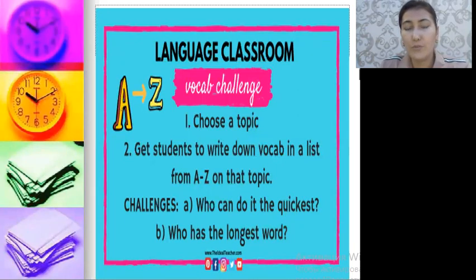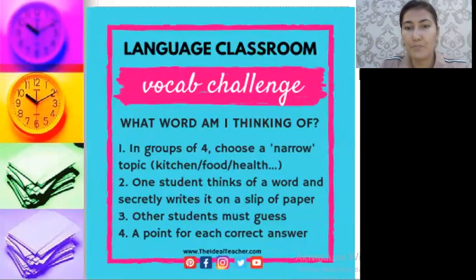Language classroom vocab challenge. So choose a topic, get students to write down vocabulary in a list from A to Z on that topic. So challenge, you can ask your students, who can do it the quickest, or who has the longest word. By this you will motivate them to revise their vocabulary.